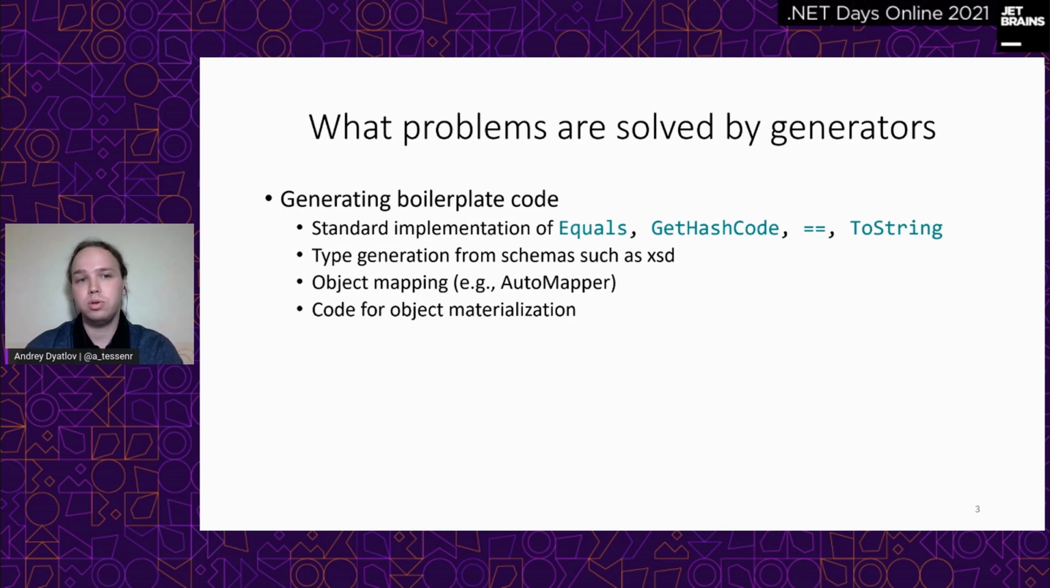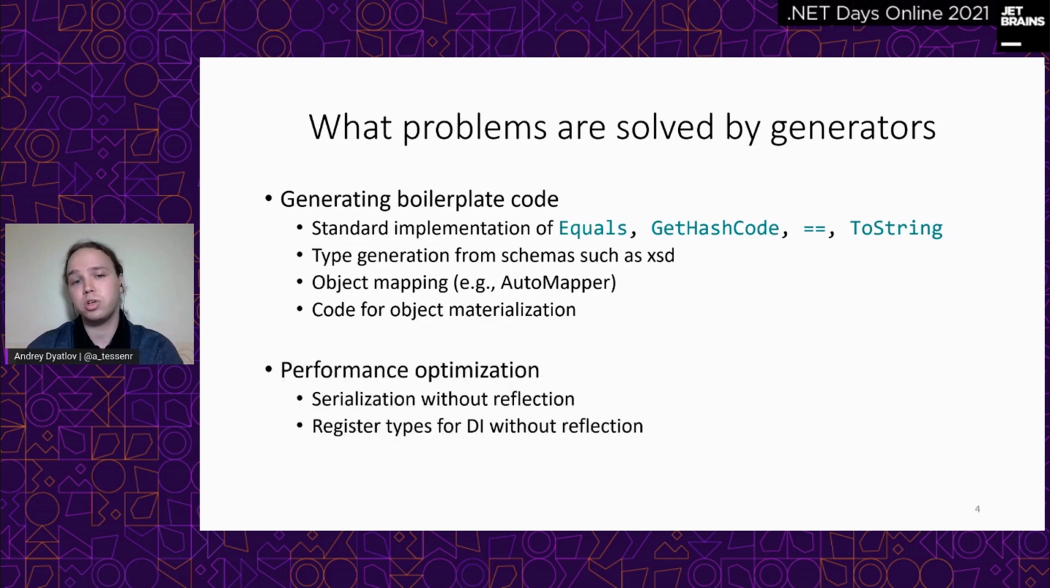Of course, they can also be used to do type generation from schemas, to do some object mapping code, to produce code for object materialization from some service. And because we can generate boilerplate code easily now, we can also have some performance optimizations. For example, we can get rid of reflection in serialization, can register types for dependency injection without reflection. I'll get back to it a bit later.